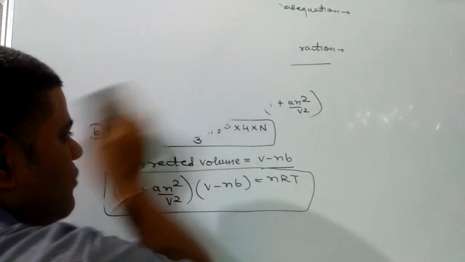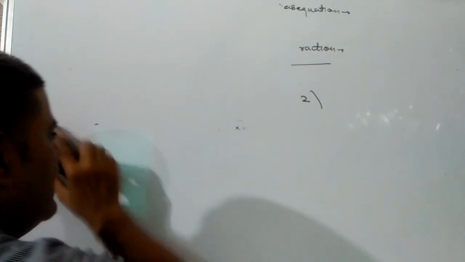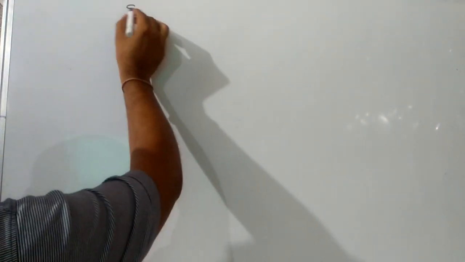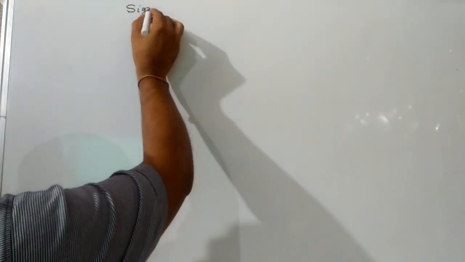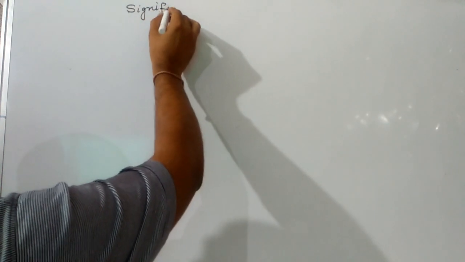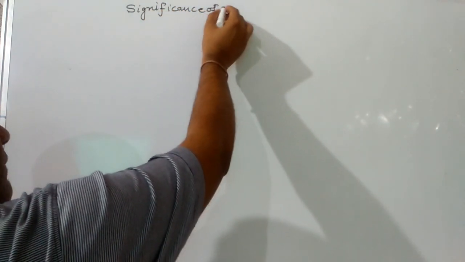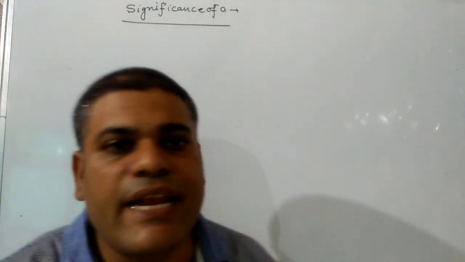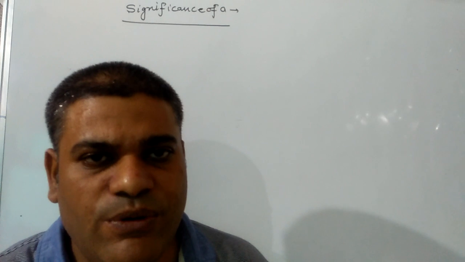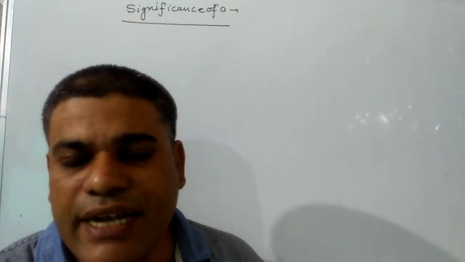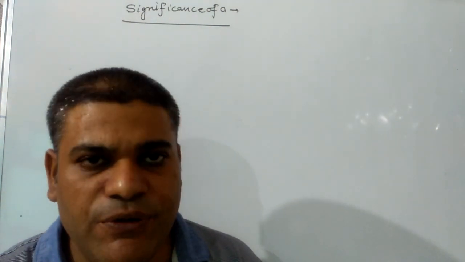Now, first of all, we have to discuss the significance and unit of a and b. These are very important topics. First, I am going to discuss the significance of a. Here, a shows the attractive forces between the gas molecules.